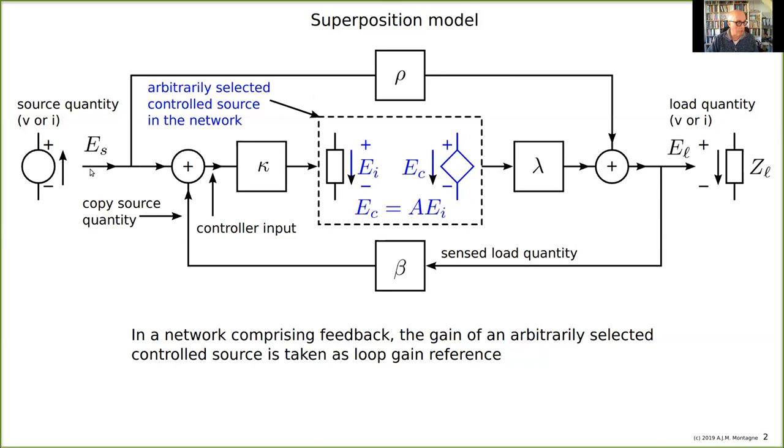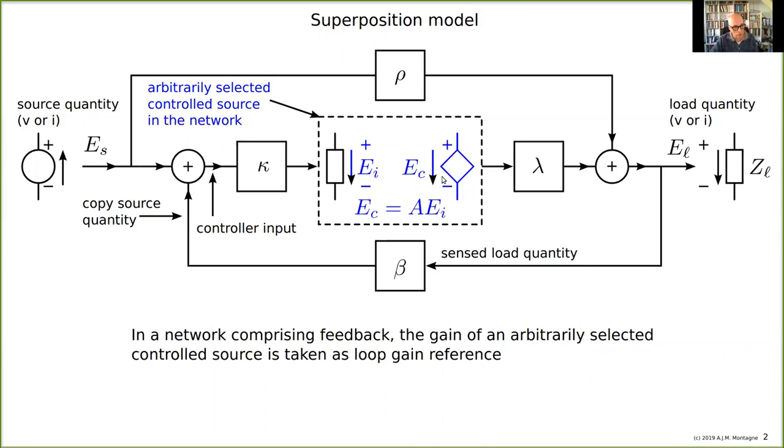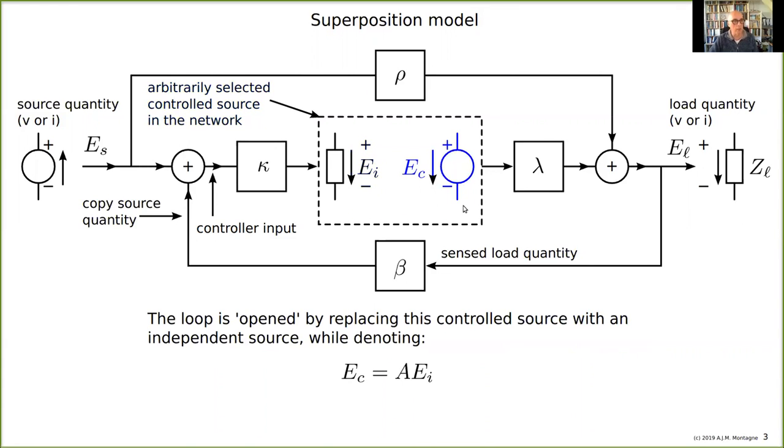What we are going to do is study the loop gain and the asymptotic gain and the ideal gain of a system with this model. And the first thing we do is we replace the controlled source with an independent source. Now, this is not a special trick. This is just to break the loop. Basically, we are breaking the loop.